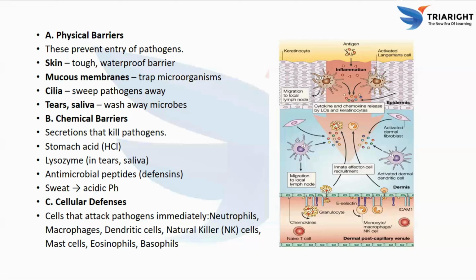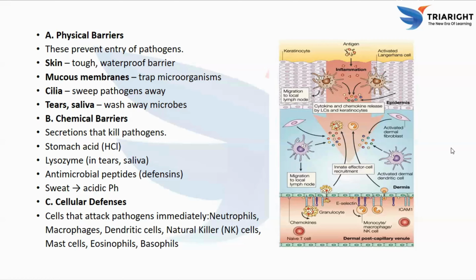And then immune cell recruitment takes place. Innate effector cell recruitment: the chemokines attract the neutrophils, which arrive first, monocytes, which become macrophages, and NK cells, which kill infected cells. Then movement to the lymph nodes. Antigen presenting cells like dendritic cells migrate to nearby lymph nodes. Here they activate the adaptive immunity: T cells and B cells, creating antibodies as well as memory cells.